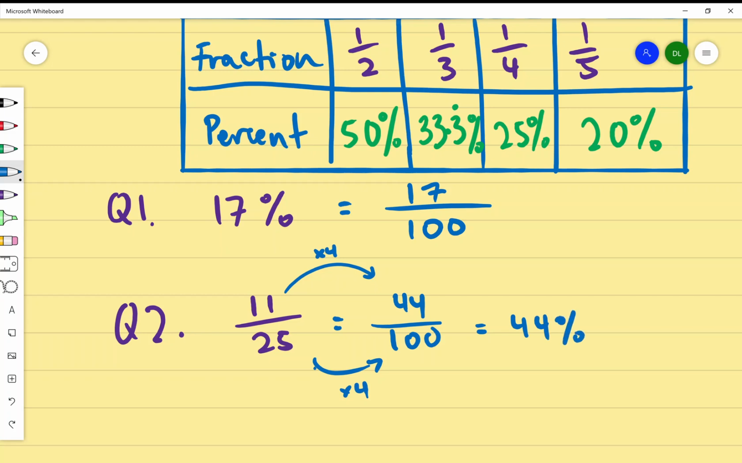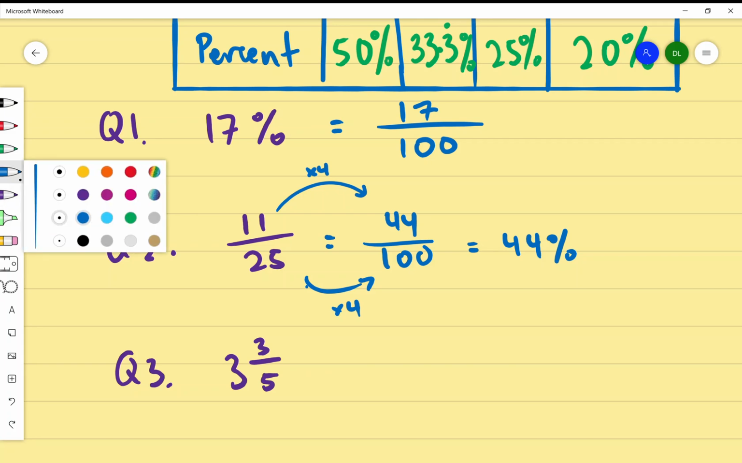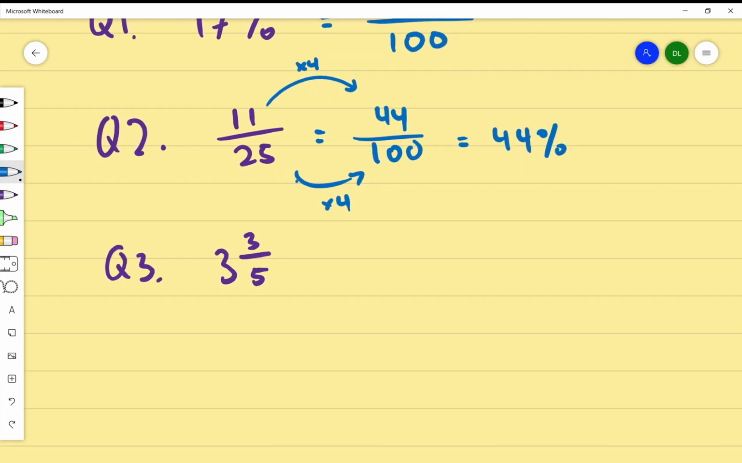Does that make sense? Alright, I'll give you one more example and then I'll let you get started with the work. Question 3. Let's do 3 3/5. Emily, what do you reckon the first step I have to do is? Make it an improper fraction. Awesome. So, what is 3 3/5 as an improper fraction, Noah? So you went 3 times 5 plus the 3, over 5, in other words, just 18 over 5.